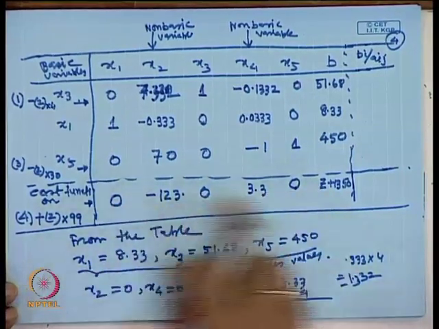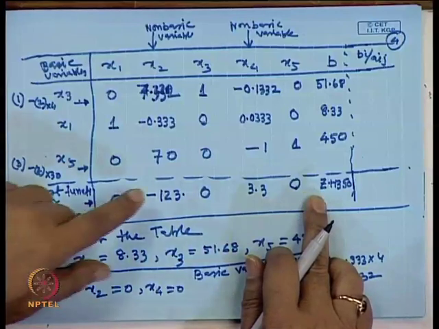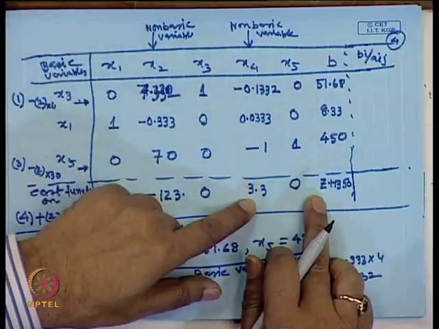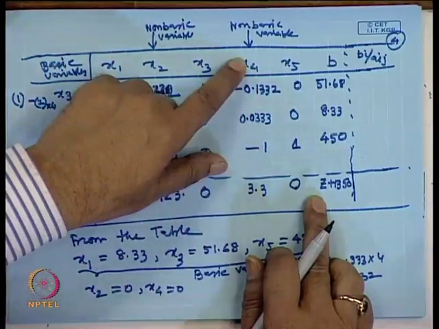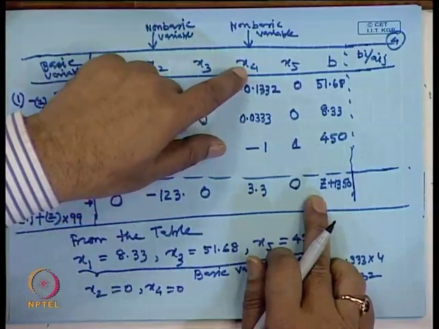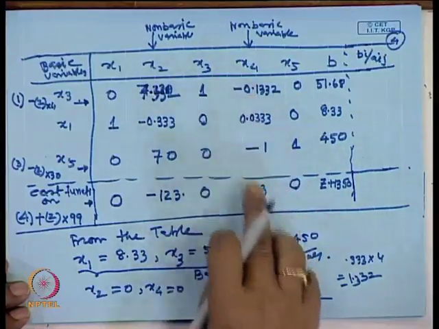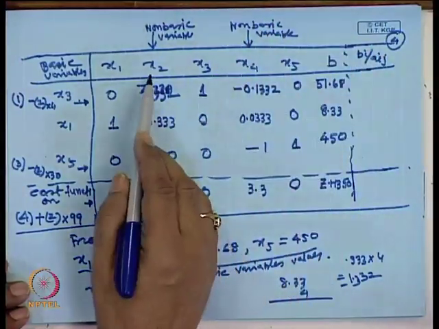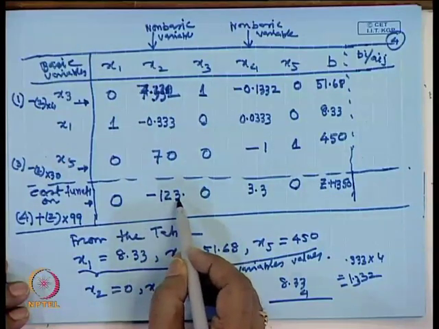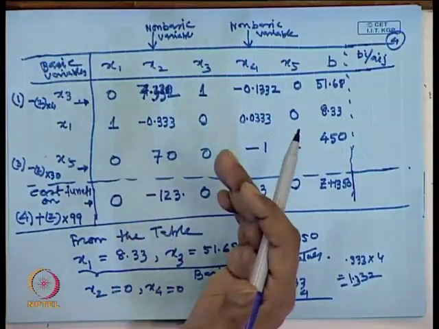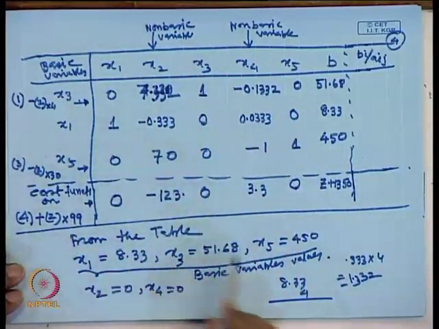Now, look at this objective function. You see minus 123 into x2, and you have 3.3 into x4. If you want to make a non-basic variable a basic variable, for x4 you have to increase its value. If you increase it, the function value will also increase, so that will not disturb that positive quantity and it will act as a non-basic variable. But here, this is minus 123. If you increase the value from 0 to some positive value, the whole function value decreases. Agree?